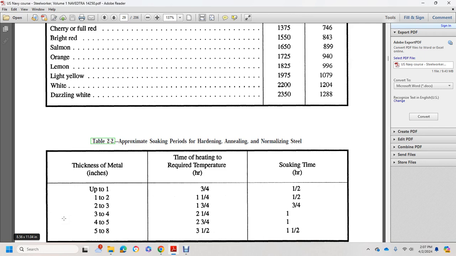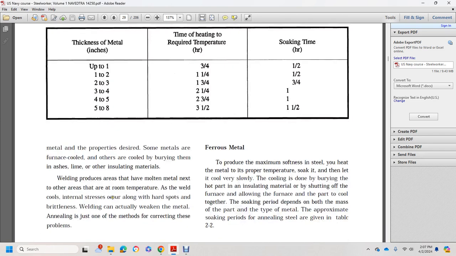1 to 2, 1 1/4, 1 1/2, 2 to 3, 1 3/4, 3/4, 3/4, 2 1/4, 1. 4 to 5, 2 3/4, 1, 5 to 8, 3.5 to 1.5.